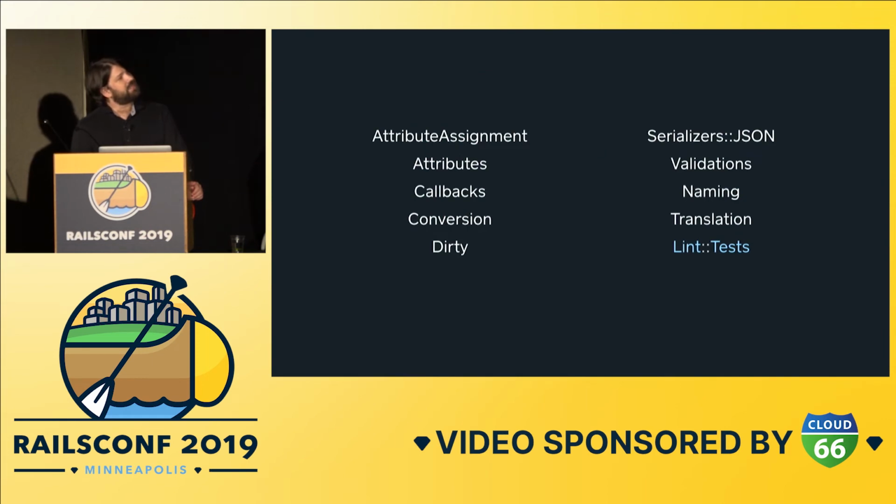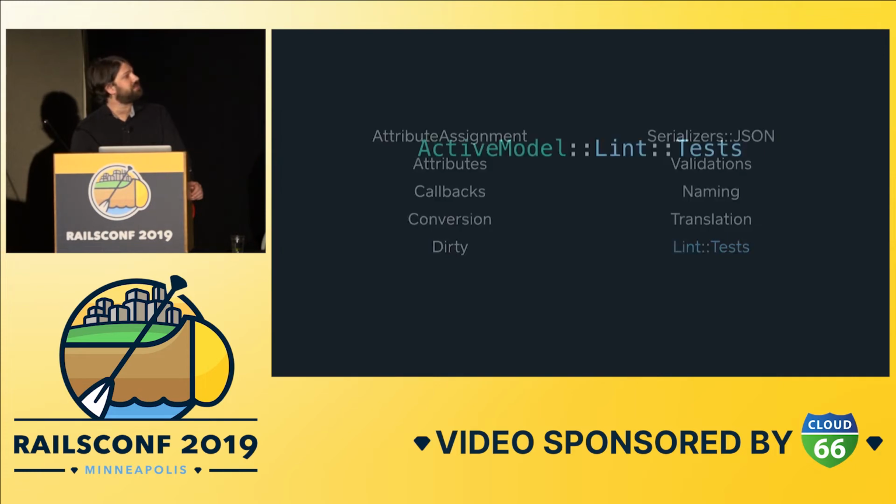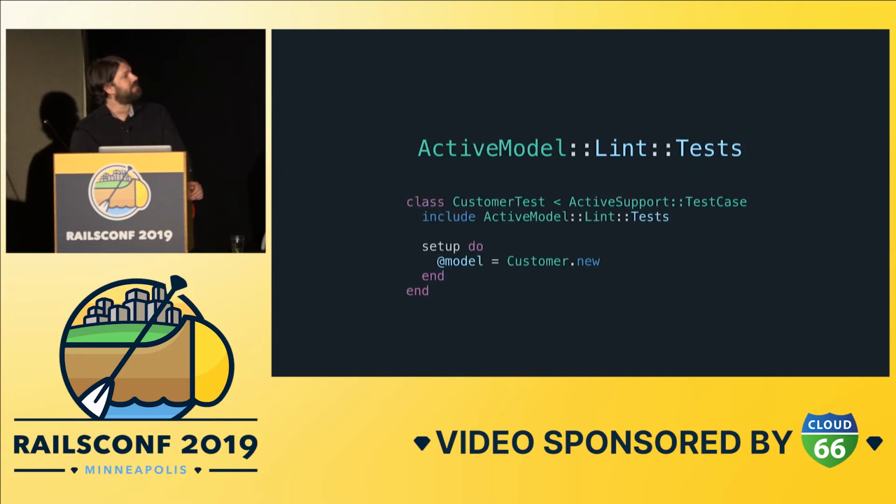So the final thing that the ActiveModel implementation has in it is a lint test. And that's actually really awesome. This one you don't actually include in your class. You include it in your tests. But let's say we have, this is in our model tests. We include ActiveModel::Lint::Tests. And then the one thing that you're supposed to do is set the model instance variable. And the test will take it from there.